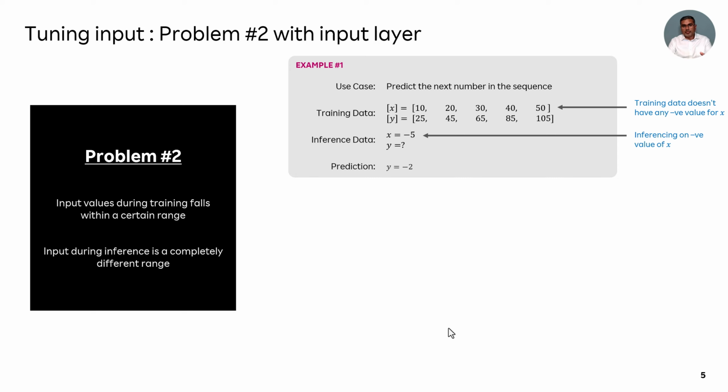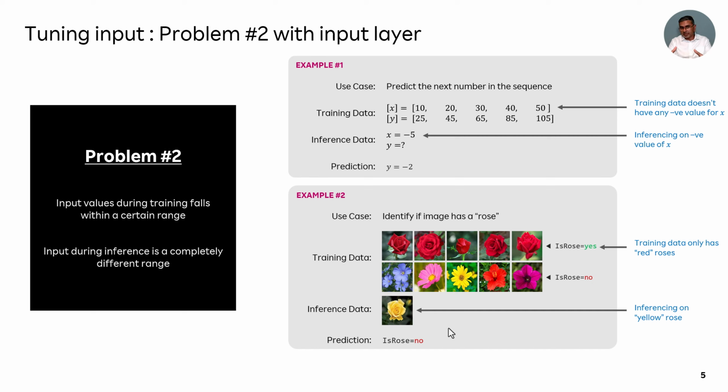There's a second problem in terms of how the input is passed to the input layer. Let's look at the first example here. In the first example here, you see that during training, you're passing in values that are all positive, and during inference, you pass a value that is negative. Now, the neural network is going to learn during training on all positive numbers, but it has no reference to a negative number. So when you give it a negative number during inference, its prediction is going to be way off.